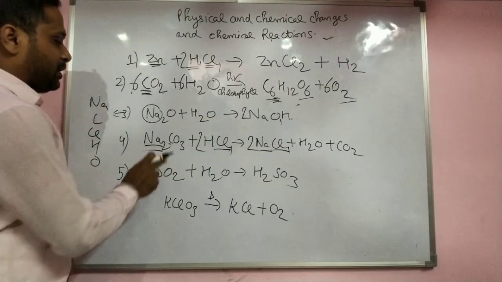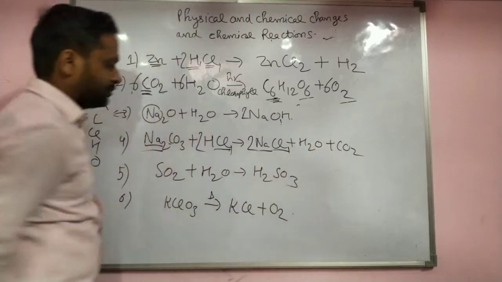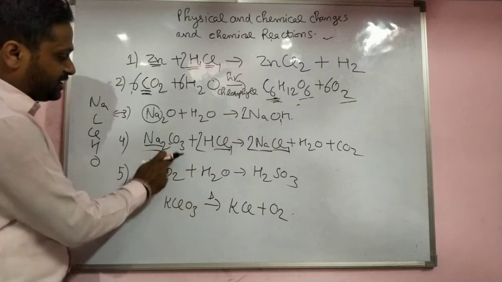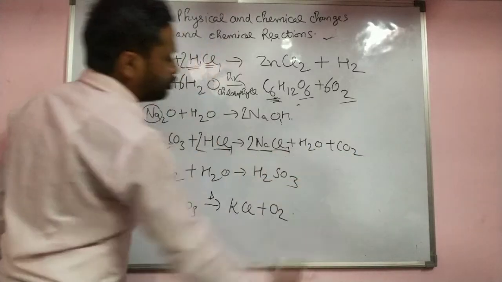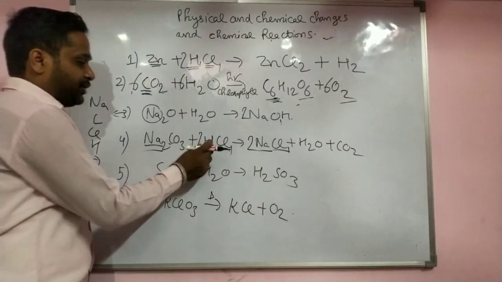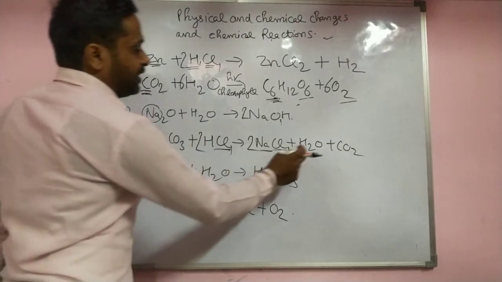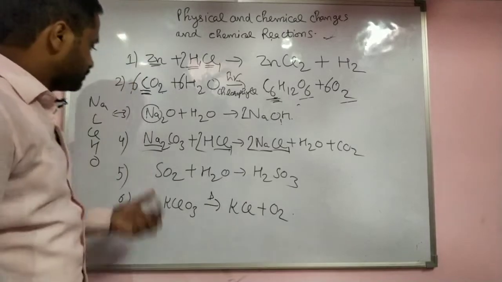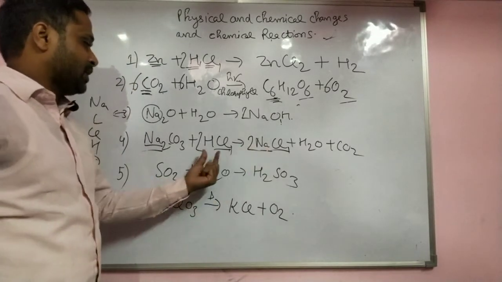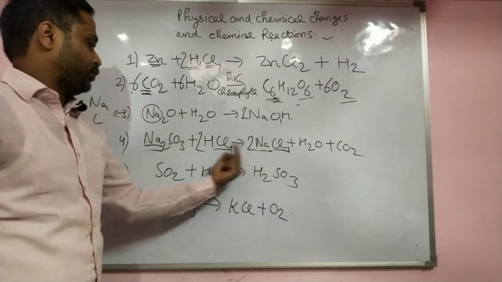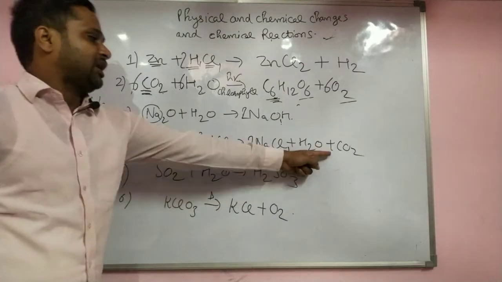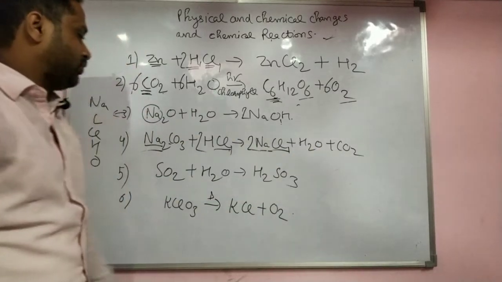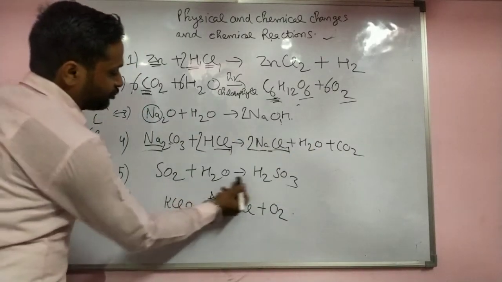Now you see carbon. Carbon here 1, here 1. Balanced on both sides. Now oxygen. Here 3, here 1 and 2, 3. Already balanced. Hydrogen: here 2, here 2. Yes, it's balanced. Check again: sodium 2, sodium 2. Chlorine 2, chlorine 2. Carbon 1, carbon 1. Oxygen 3, oxygen 1 and 2, 3. Already balanced.